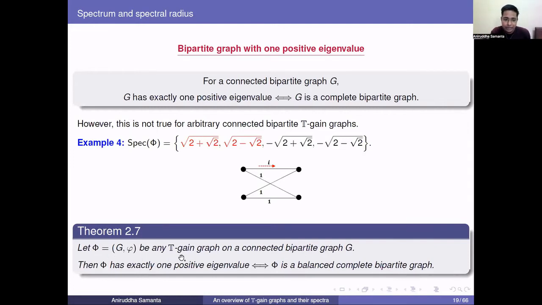Let phi be any T-gain graph on a connected bipartite graph G. Then phi has exactly one positive eigenvalue if and only if phi is a balanced complete bipartite T-gain graph. So we must take the balancedness of this T-gain graph phi. Otherwise, if we take any arbitrary T-gain graph on this structure, then we can't get the converse, meaning we can't have exactly one positive eigenvalue.